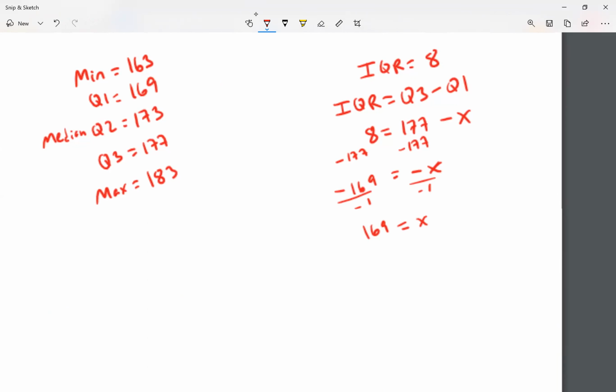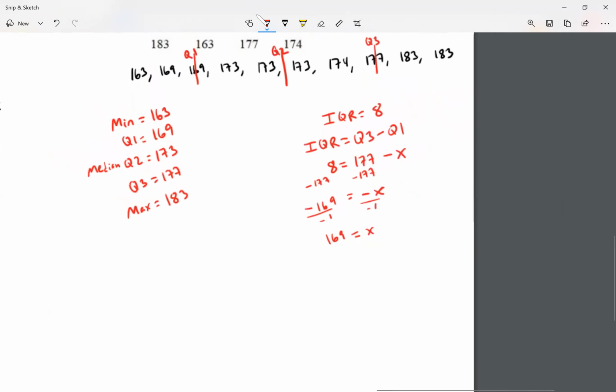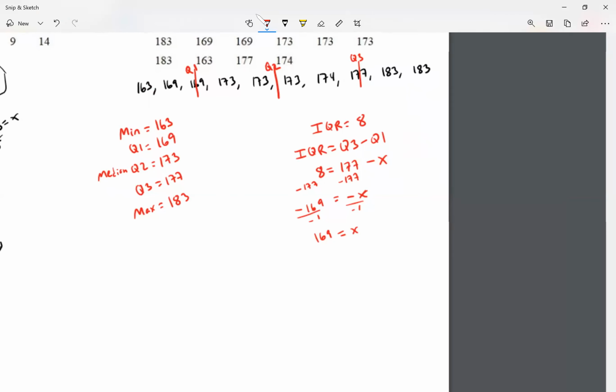But again, to play around, sometimes I'm not going to give you the list. I'm just going to give you the 5-number summary. But I'm going to take either quartile 1 or quartile 3 out. But I'll give you the interquartile range. I want you to practice.